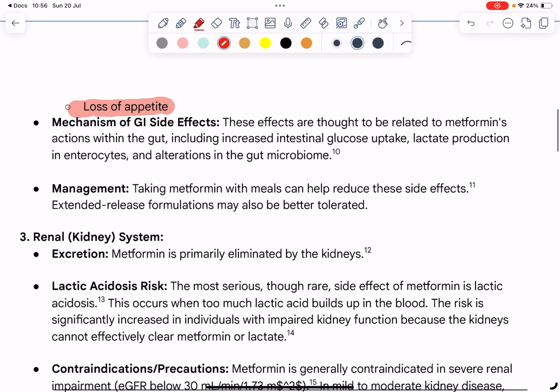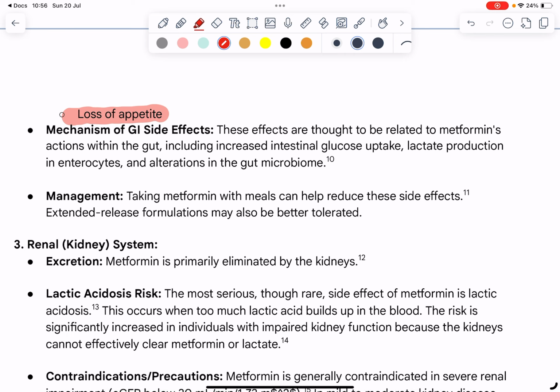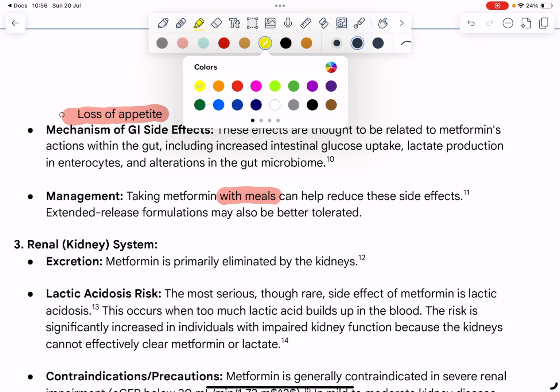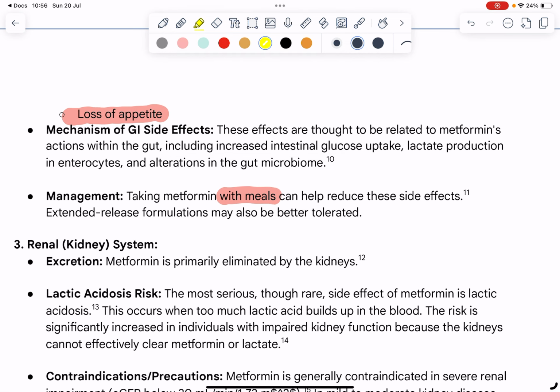To reduce this side effect, you need to take the metformin along with the meal so that you can reduce the side effect. Apart from that, you can also use the extended release formulation for better tolerance.